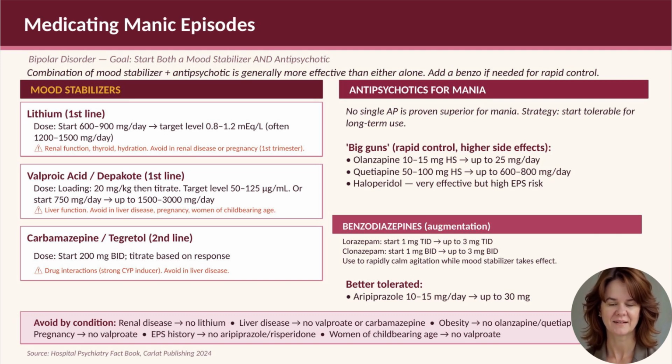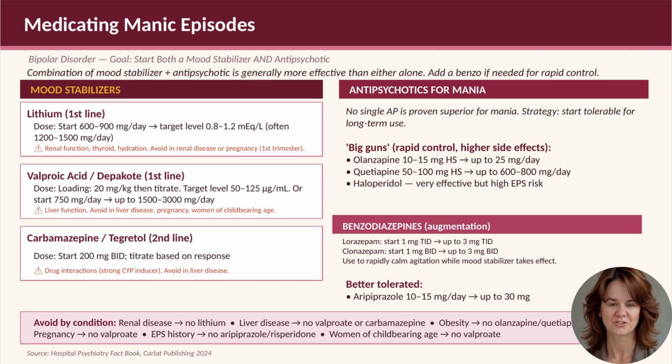For acute mania, target serum levels are typically 0.8 to 1.2 milliequivalents per liter, with closer monitoring required due to its narrow therapeutic index and lower targets used in older adults or medically complex patients.